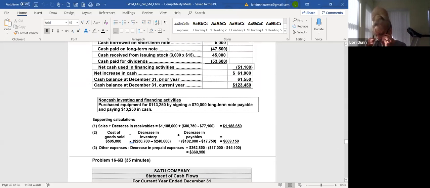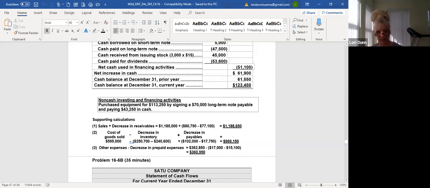SAT2 company's current year income statement, because you need that. Their comparative balance sheet, that just means there's 2 years, last year and this year, and some additional information, which you need as well, are as follows. They give us some assumptions or what happens with the company.